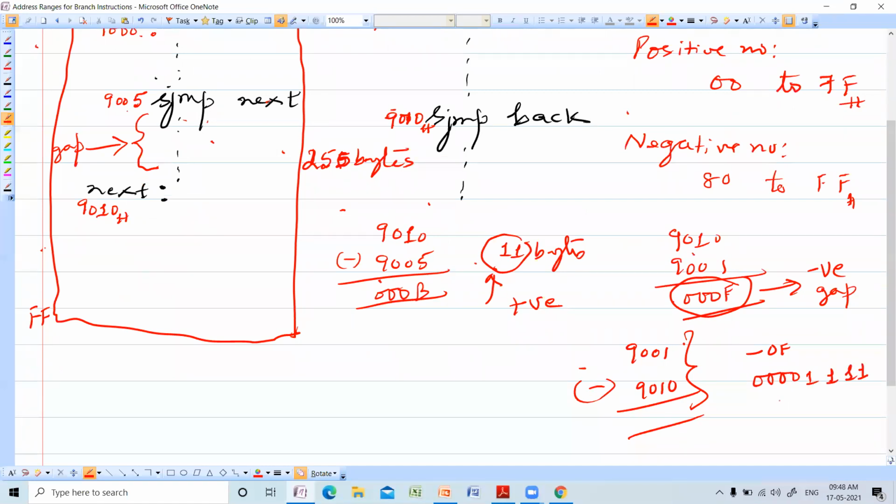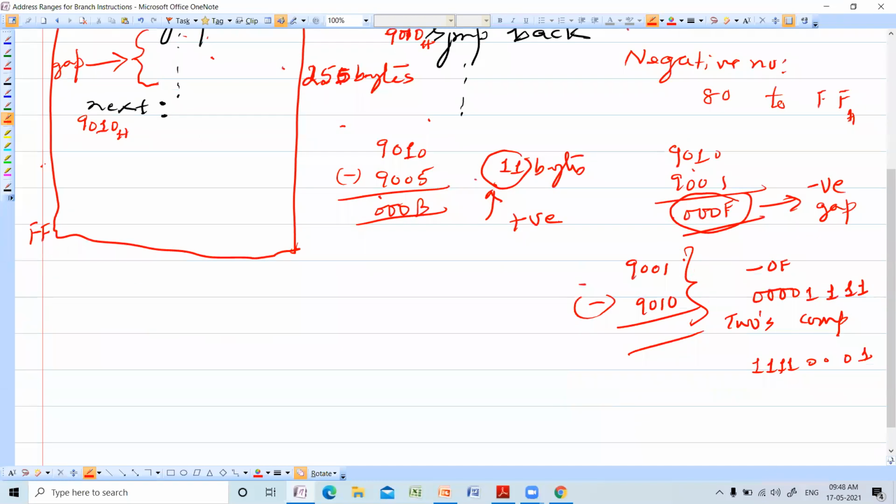See, this is 0F in binary. You have to take the 2's complement of this. If you take the 2's complement, this one you have to keep as it is, and the remaining you have to complement. So you are going to get F1 as the answer. Very interesting. You are going to get F1 as the answer. This F1 is nothing but the relative range.